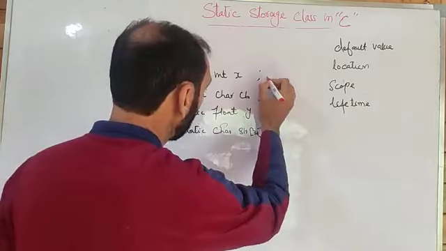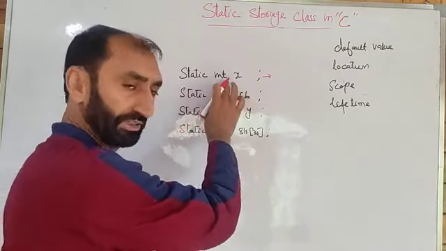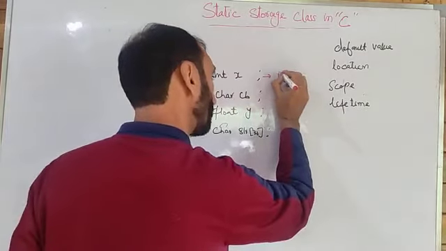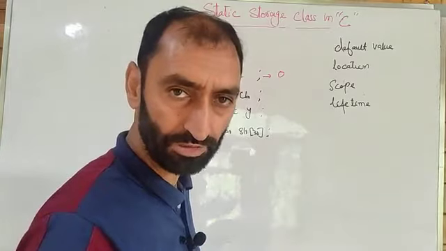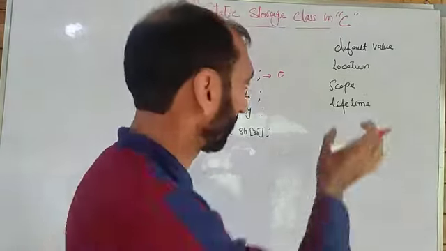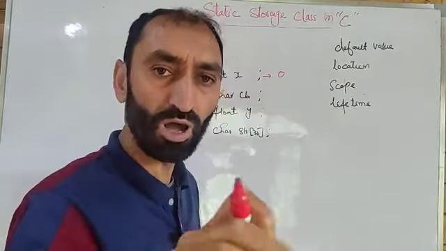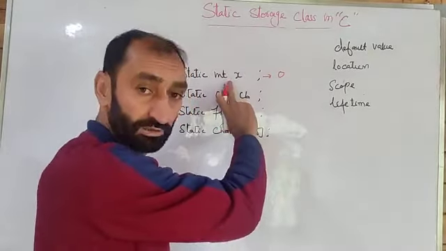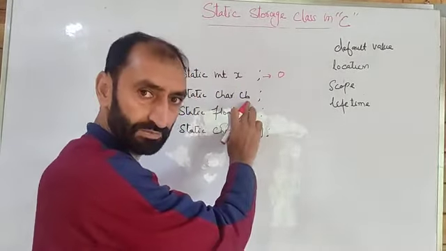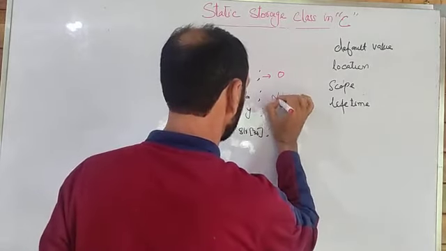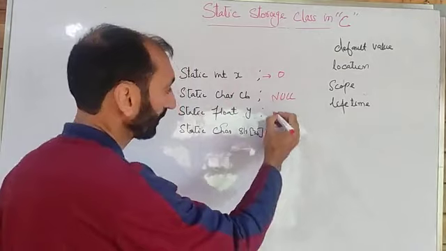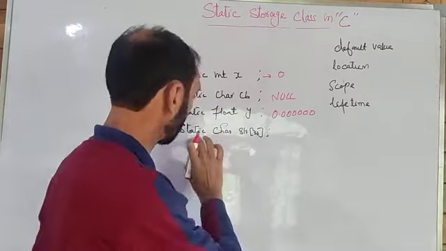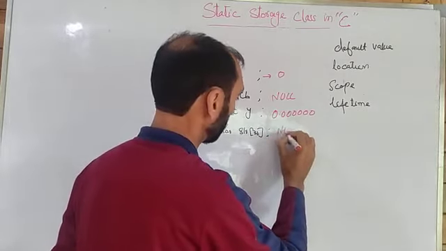Now the default value for a static int, an integer variable whose storage class is static, is 0, not garbage. As I have told you in previous videos that the default value for auto and register storage class is garbage value, but in this case it is 0 for integer, and for character variable it is null, and for float it is 0.000000, and for string it is also null.